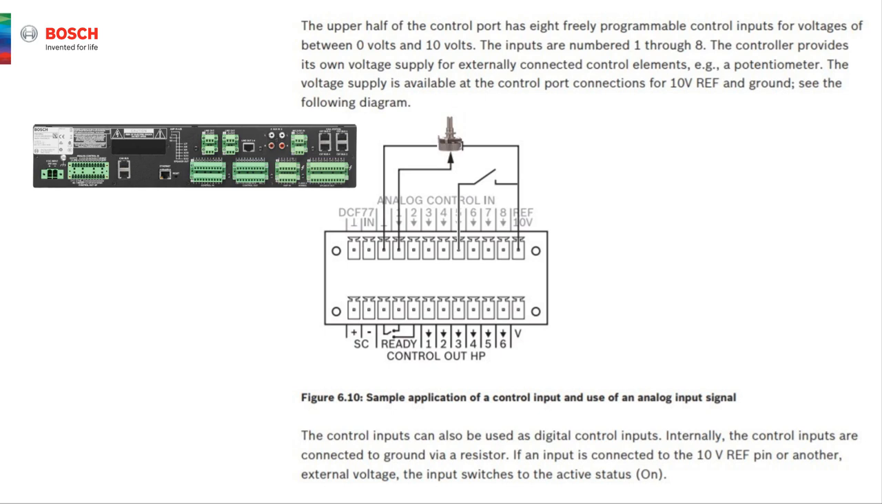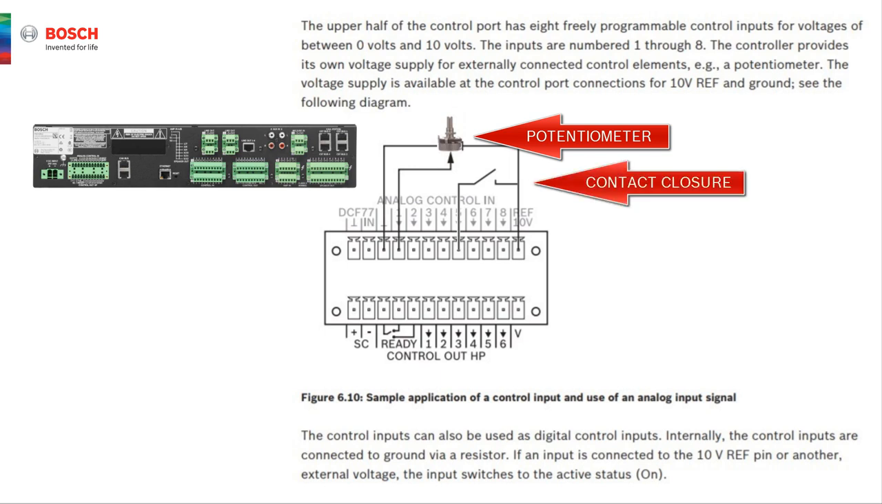Another control input source on the controller would be the analog control in, located on the back left of the unit. These inputs accept two different types of wiring methods: a potentiometer to be used as an analog control input for, say, a volume control, and a dry contact closure input for simple controls, on and off.